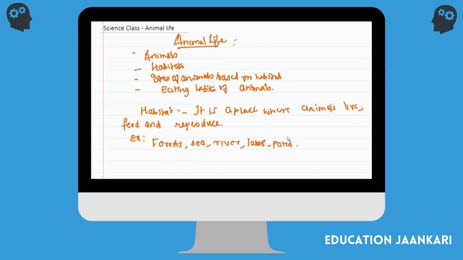Okay. So pond is also a habitat, right, Ishan? It's a habitat to many aquatic animals, means a lot of animals which stay in water. Aquatic animals, they all stay in the pond as well. So forests, as I told you here, forests, sea, river, lakes, ponds, all these are habitats.